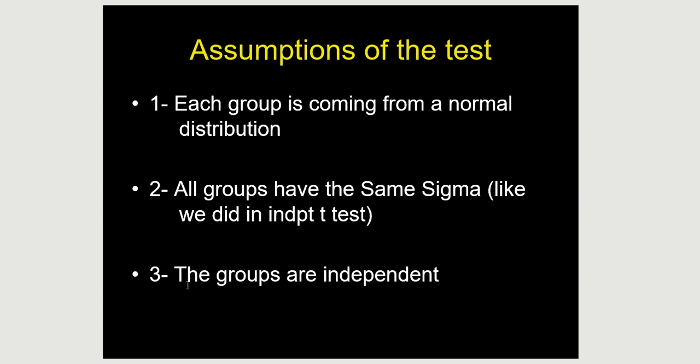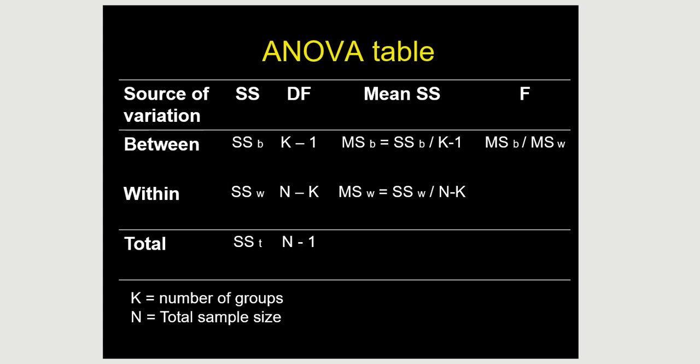The last thing is that the groups are independent. This is true when you're doing ANOVA for independent groups, but when you're doing ANOVA for block data, this is no longer true. And then to calculate your test, step number 3 in testing a hypothesis, you have to fill out the ANOVA table.